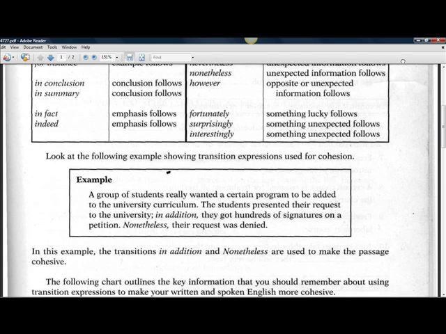Okay, we come down here to examples. Look at the following examples. A group of students really wanted a certain program to be added to the university curriculum. I'm certain you know that word, curricula. The students presented their request to the university. In addition, además, they got hundreds of signatures on a petition, but nonetheless, their request was denied, sin embargo.